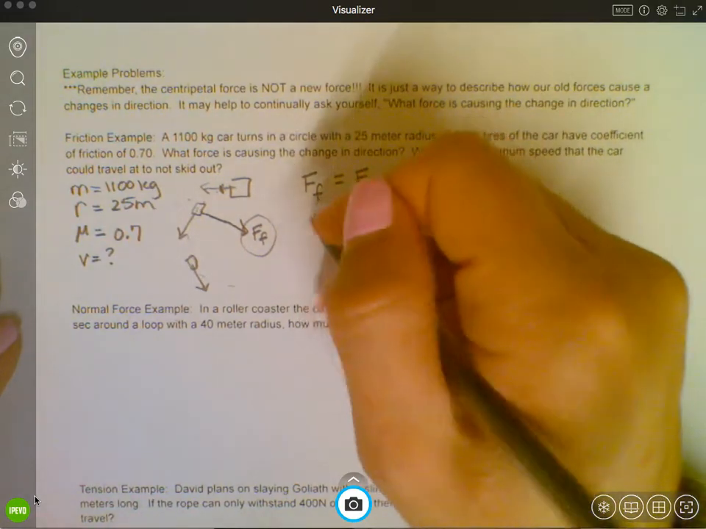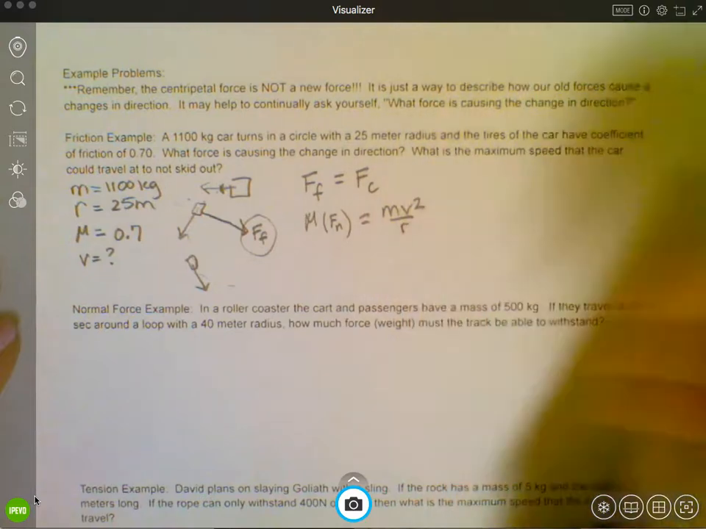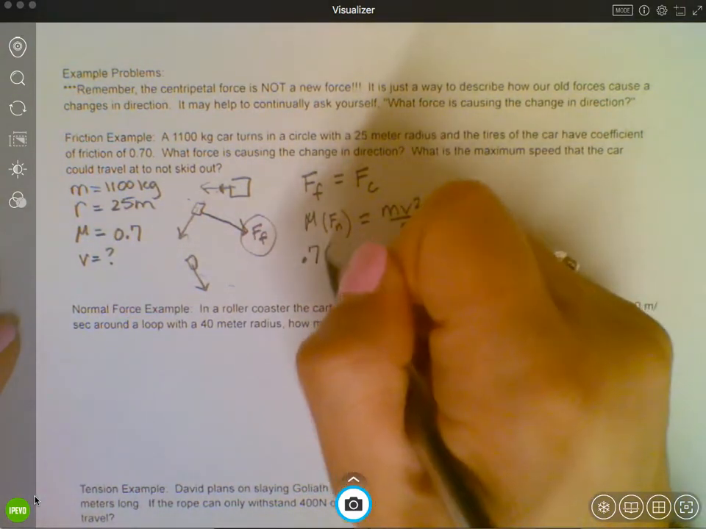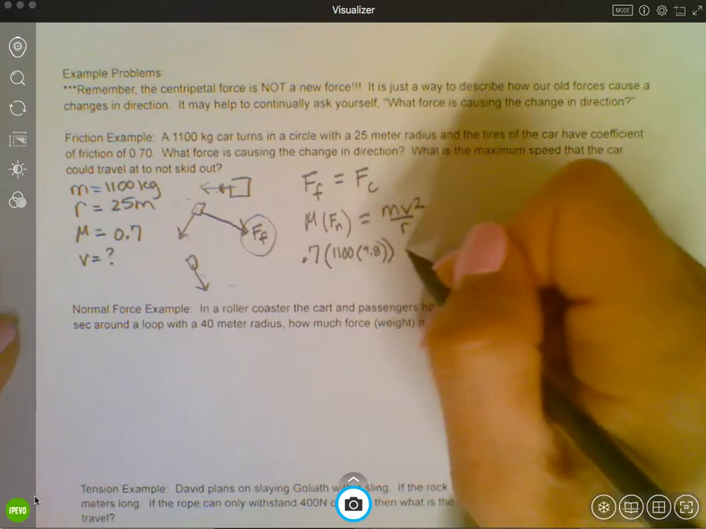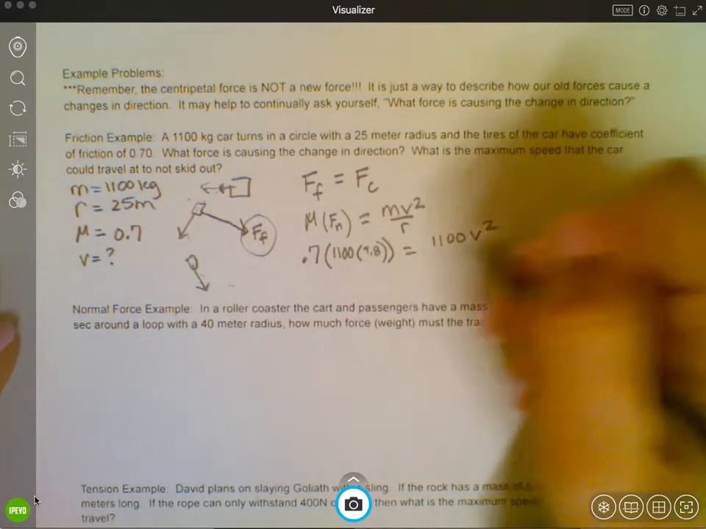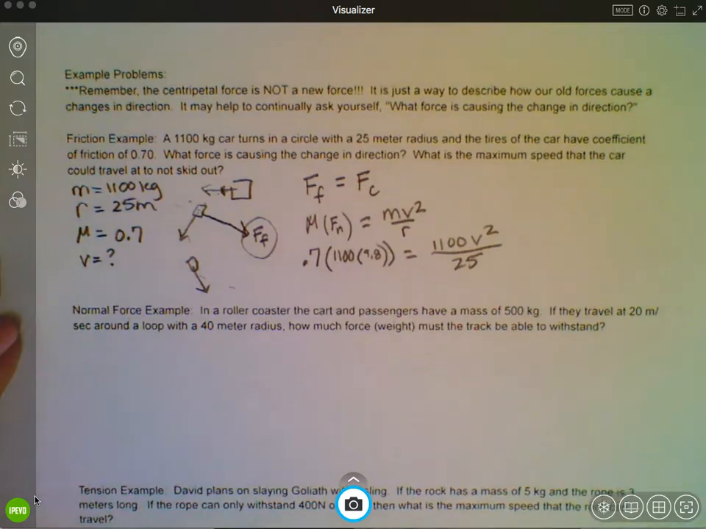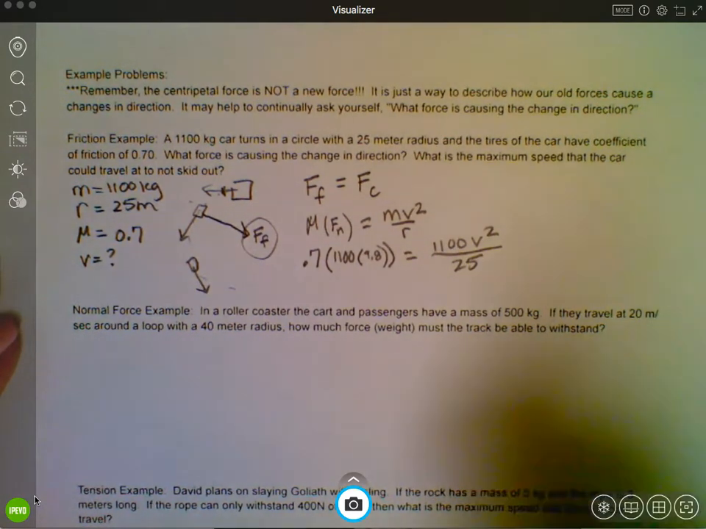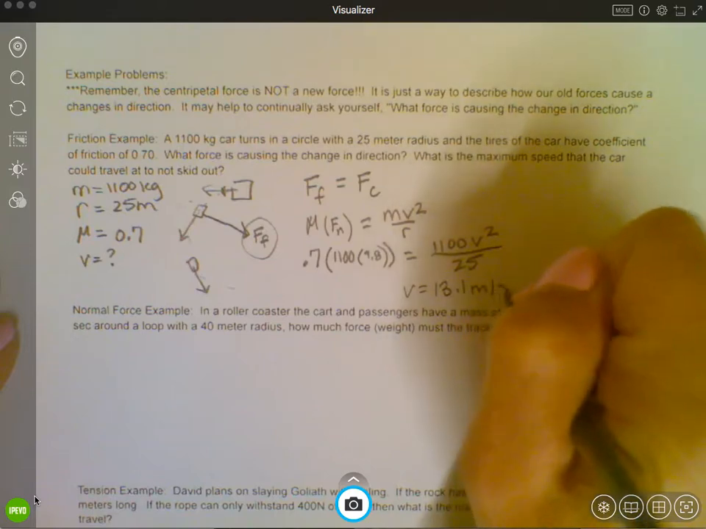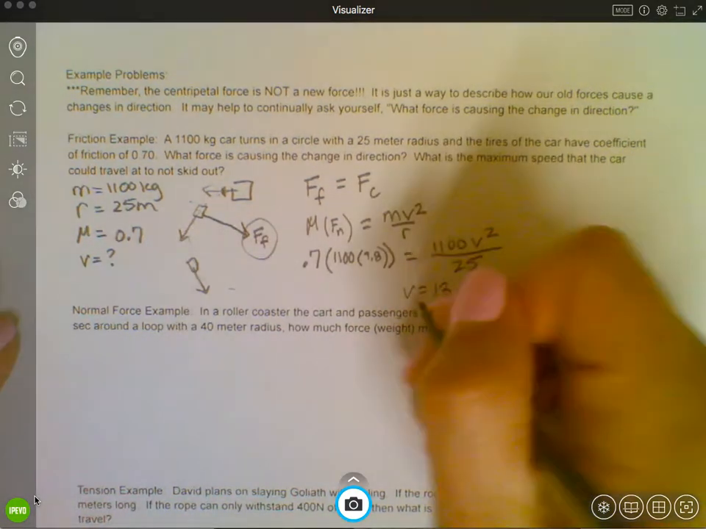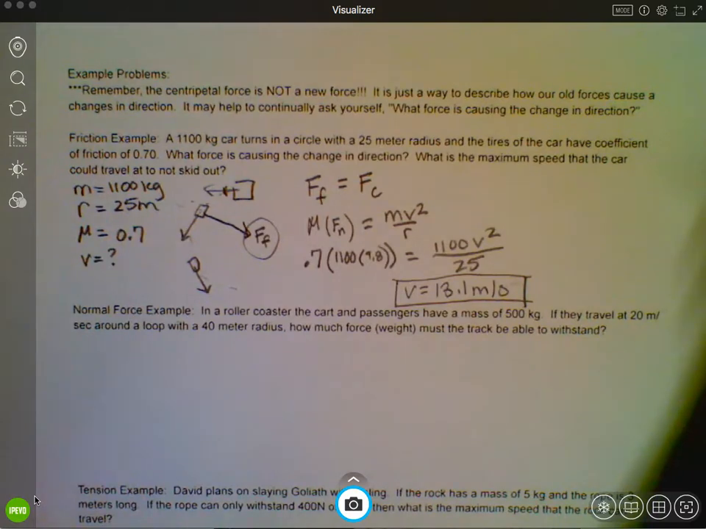So now we just plug in our equation. For force of friction, we have mu times the normal force. Centripetal force is mv squared over r. Plug in what you know: 0.7. Normal force is mass times gravity, so 1,100 times 9.8. Mass is 1,100. V is what we're looking for. R is 25. If you go ahead and plug that in, you end up getting V is equal to 13.1. Oops, not squared, meters per second. That's the maximum speed a car can go around that curve with that mass.